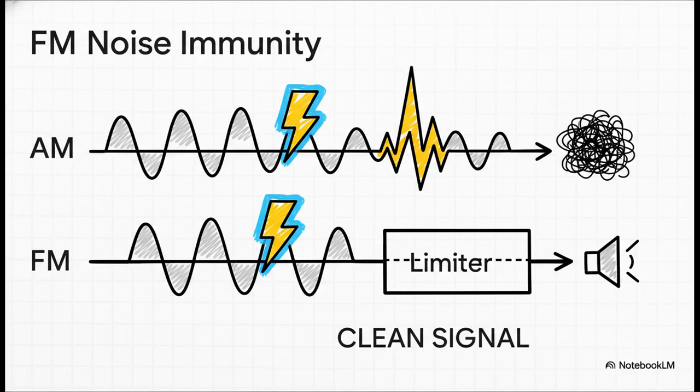Well, the number one advantage, the absolute game changer, is how incredibly well it resists noise. Remember how we said the information is encoded in the frequency, not the height of the wave? That means things like static from a lightning storm or interference from other electronics, they just don't really mess with the signal. That immunity to noise is the secret to that crystal clear FM sound.